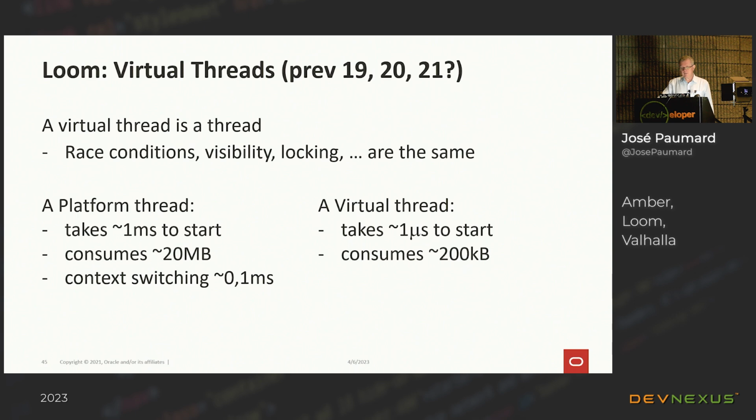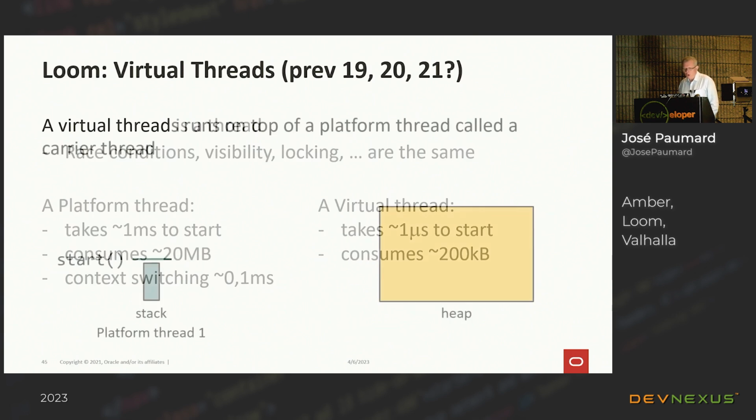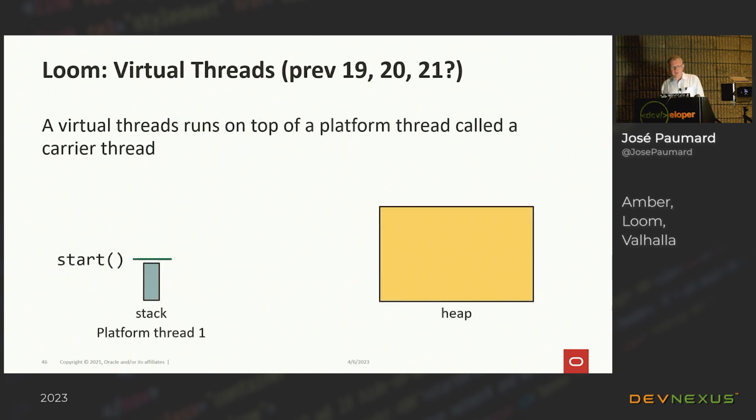No problem with that. The second thing is that it is cheap to block a virtual thread. Blocking a platform thread is actually expensive, and this is why you're doing asynchronous programming. It's precisely to avoid having to block a platform thread. Well, a virtual thread is built on top of a platform thread, so you have the stack of your platform thread, and then the stack of your virtual thread.